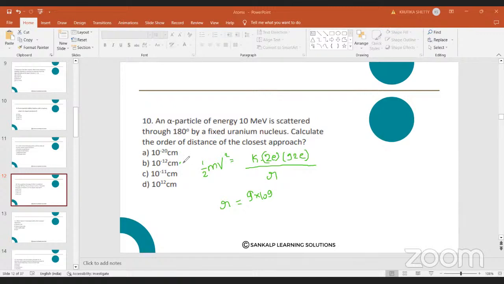We are not asked what the answer comes to, here they have only asked for the power. That is 10 to the power of -12. All the values are constant and the kinetic energy value, or the energy value, is given. It is 10 mega electron volt, that is 10 into 10⁻⁶. Okay.